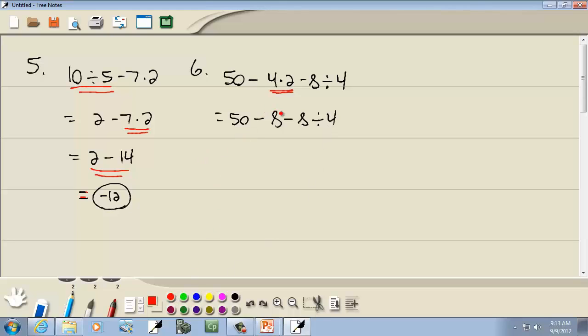Okay, I'm still on the multiplication and division part, so the only other one I have is this one right here. 8 divided by 4 gives us 2. Well, now on to Aunt Sally, addition and subtraction. Here's our first addition or subtraction. 50 minus 8 gives us 42. Still on the Aunt Sally part, addition, subtraction. Here's the other one. 42 minus 2 gives us 40. And that'd be our answer.